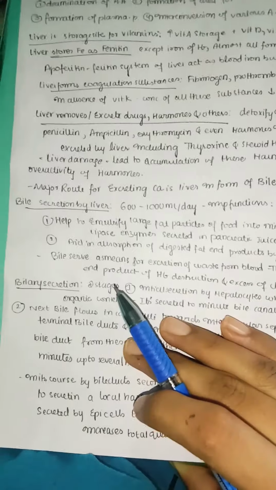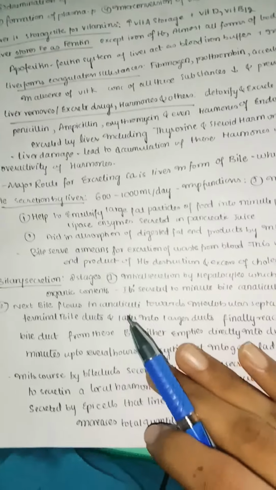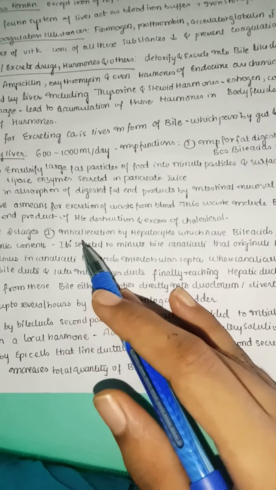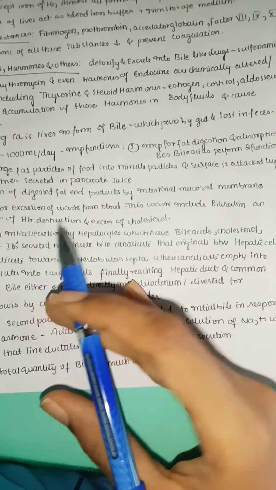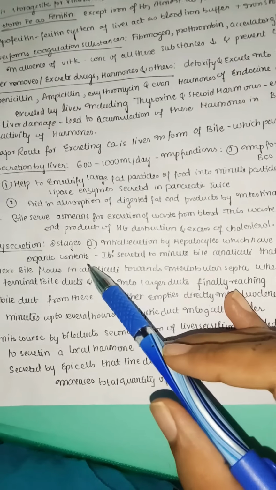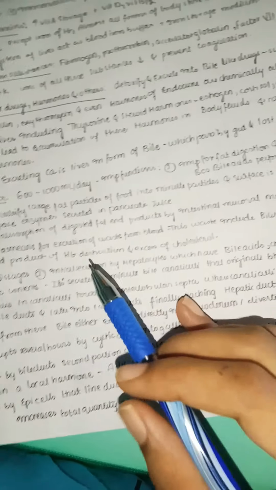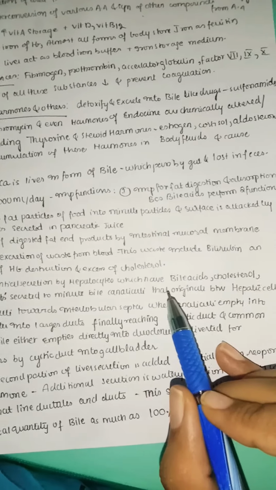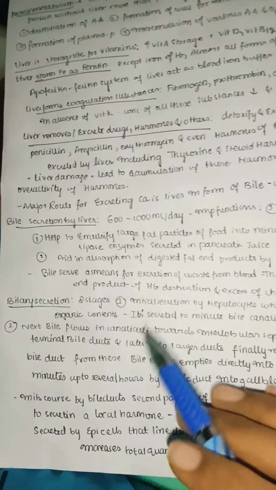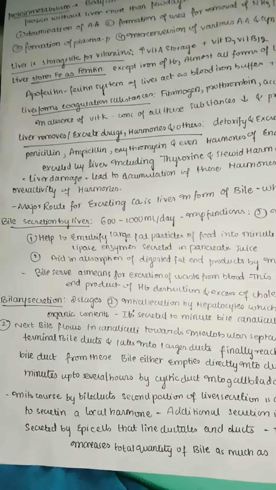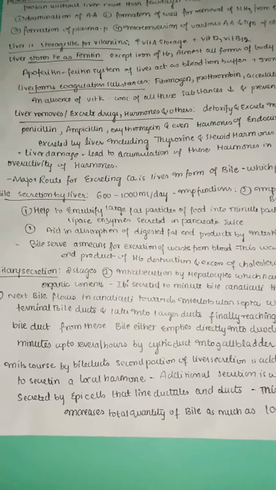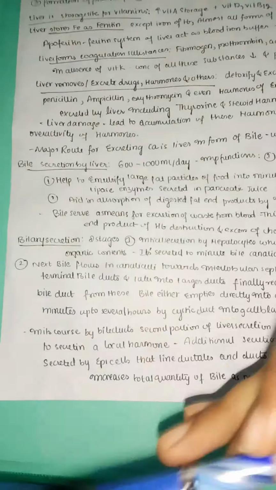So now let us see the biliary secretion. It mainly has two stages. The first one is initial secretion by hepatocytes, which have bile acids, cholesterol, and organic contents. It's secreted into minute bile canaliculi that originate between hepatic cells. So we'll see the diagram of how bile secretion takes place. It's better to see diagrams at last. First we'll complete the topic.